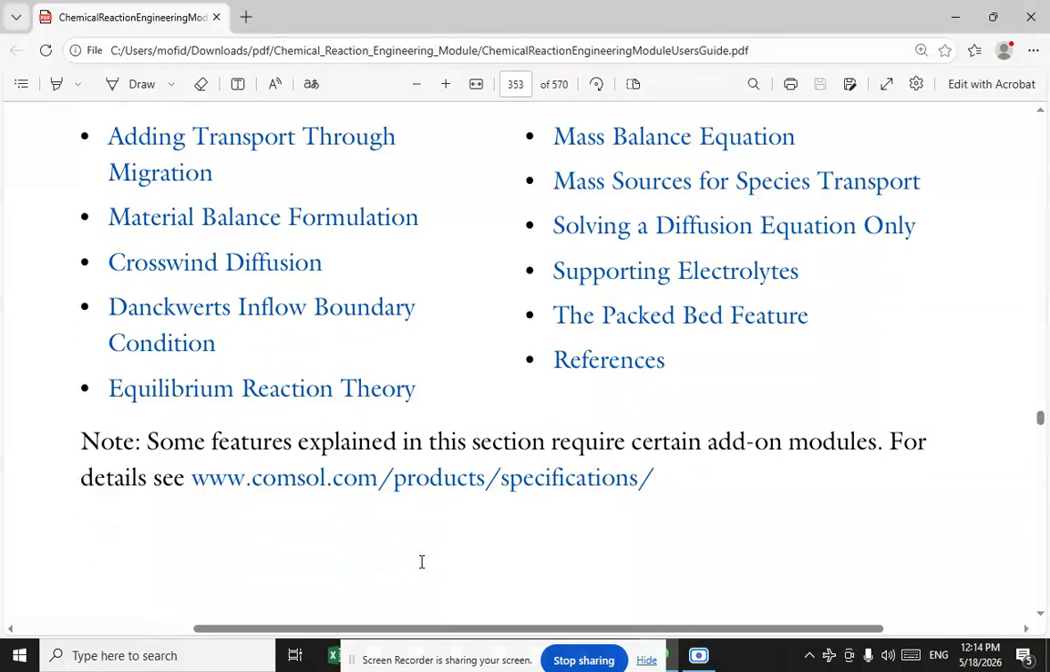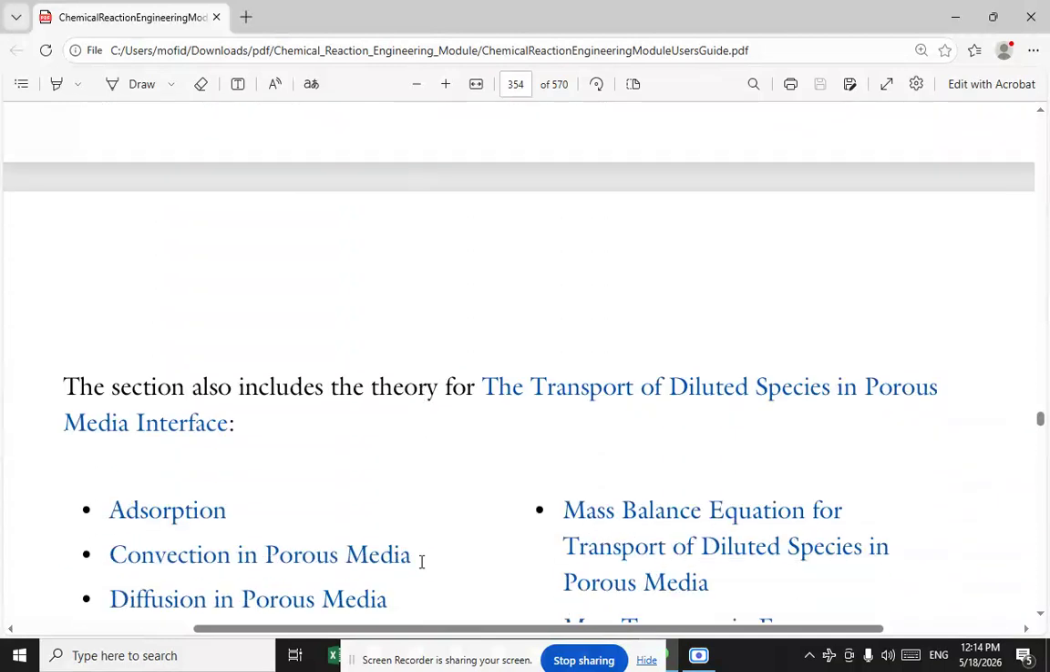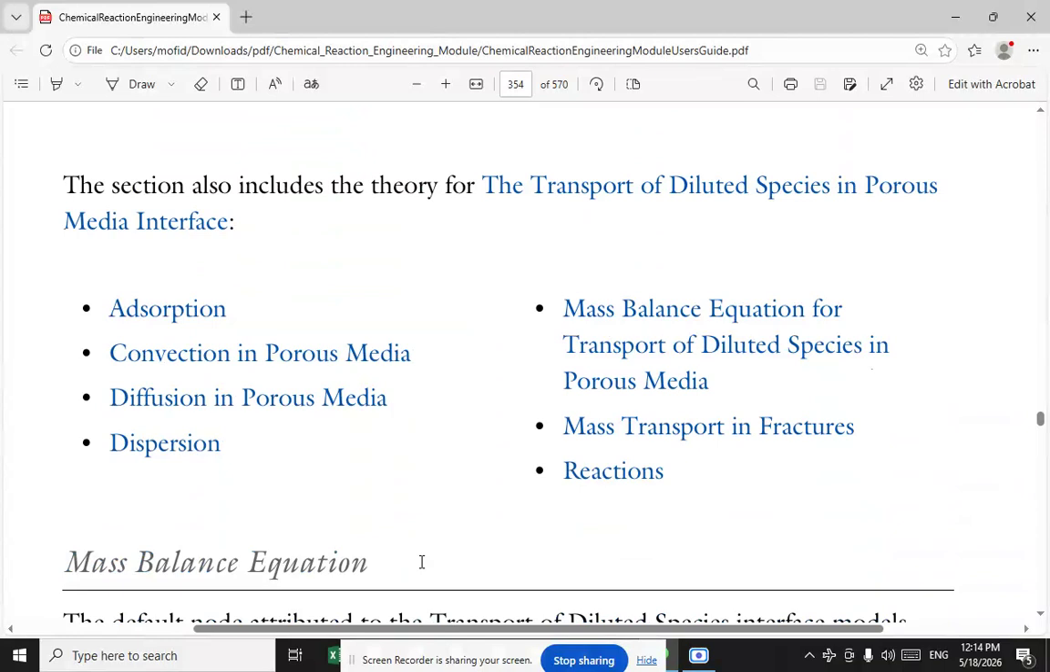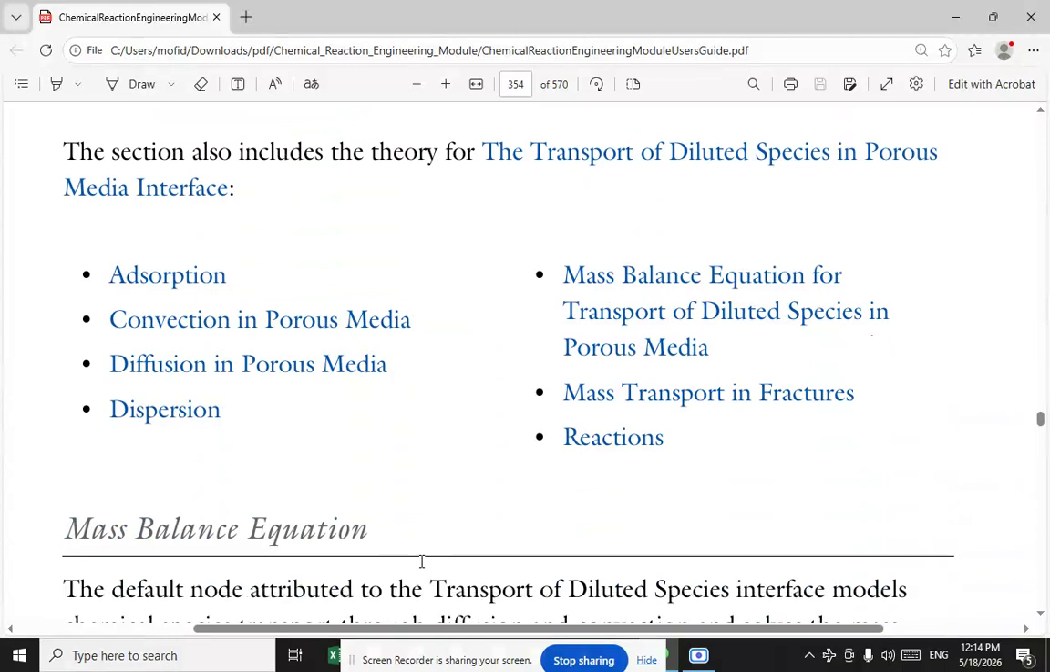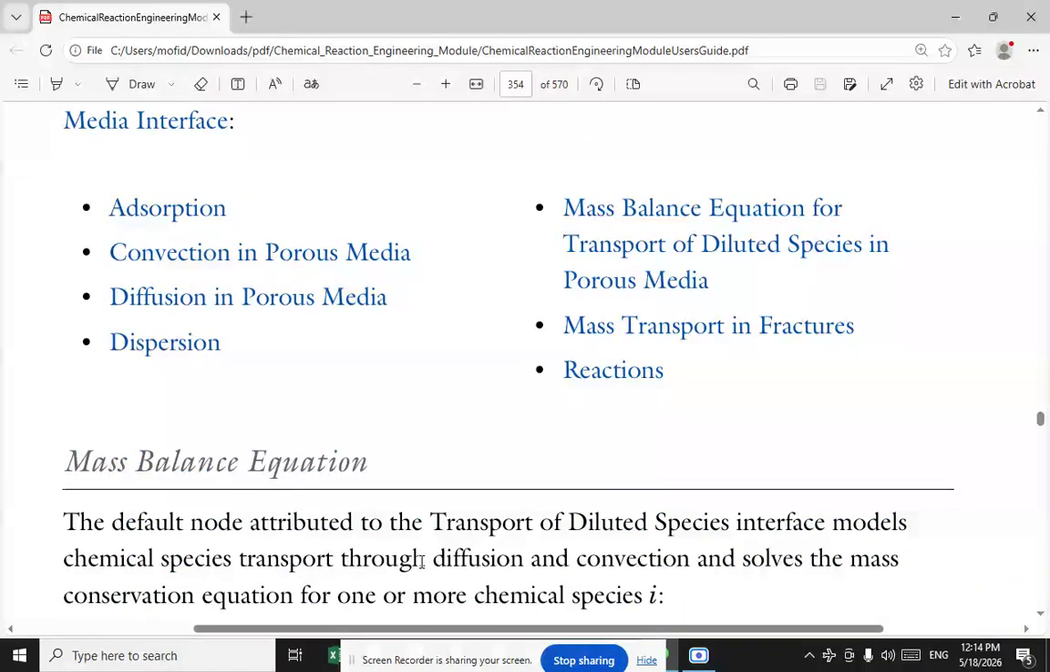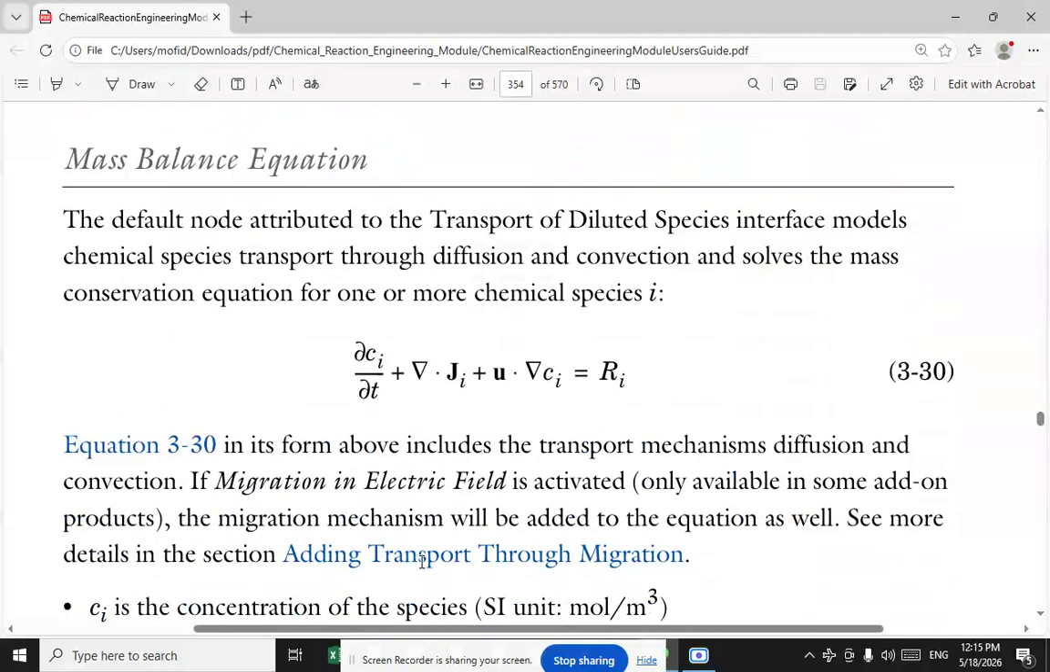Note that some features explained in this section require certain add-on modules. For details, you can see the product specifications page. This section also includes the theory for the Transport of Diluted Species in Porous Media interface: adsorption, convection in porous media, diffusion in porous media, dispersion, mass balance equation for transport of diluted species in porous media, mass transport in fractures, and reactions. Now I want to go through the mass balance equation.